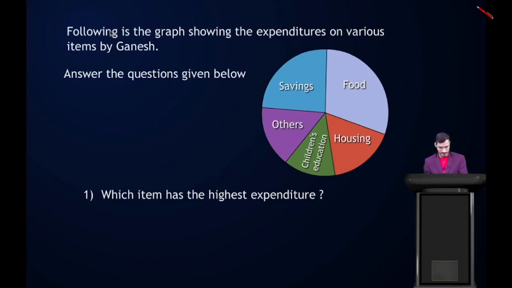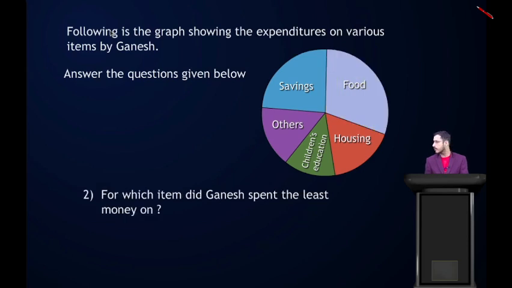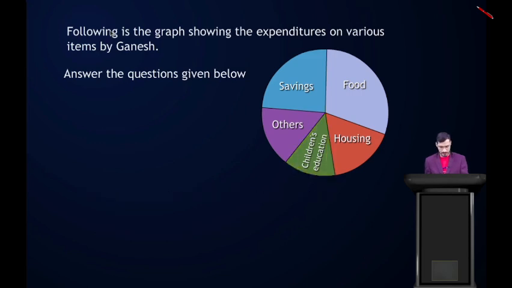Yes, correct, that is food. You can see the portion of food, the sector of food is bigger. So food is the right answer here. Now the second question: for which item did Ganesh spend the least money? Can you tell me? Yes, that is children's education. So children's education is the least.